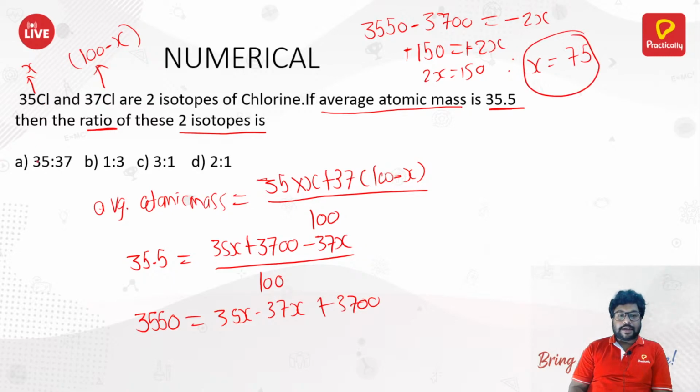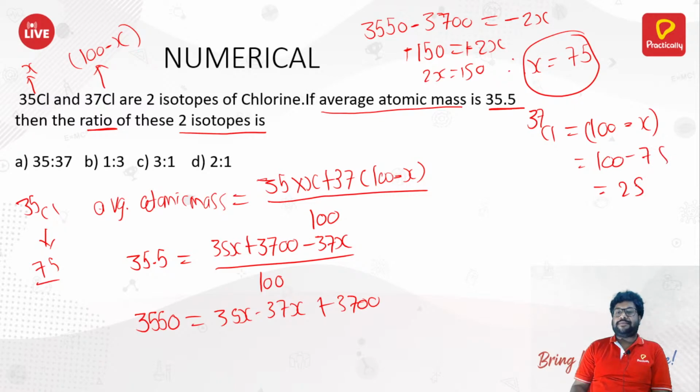So if x is 75, that means 35 chlorine is 75%. Now 37 chlorine is how much? 37 chlorine is equal to 100 minus x. So 100 minus 75 is equal to 25. So 37 chlorine is 25% and 35 chlorine is 75%. So you know what the ratio would be: 75 divided by 25. It has to be 3:1.